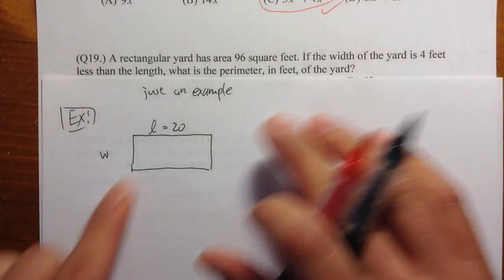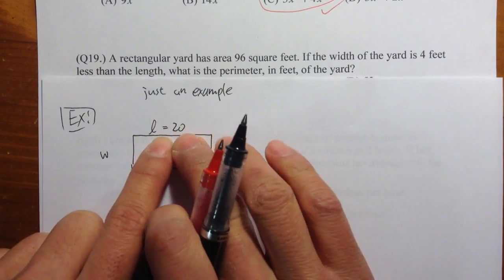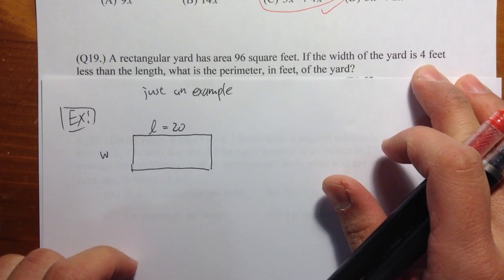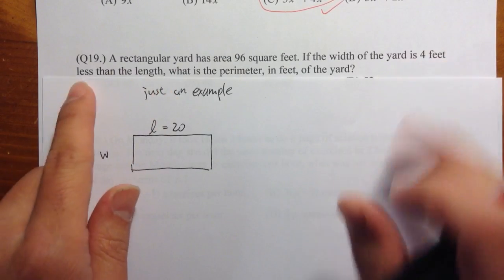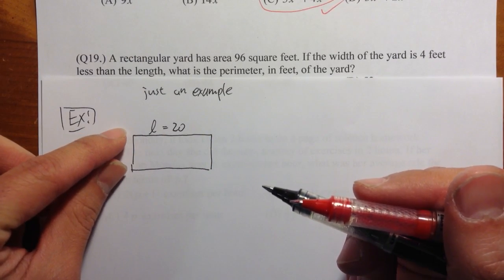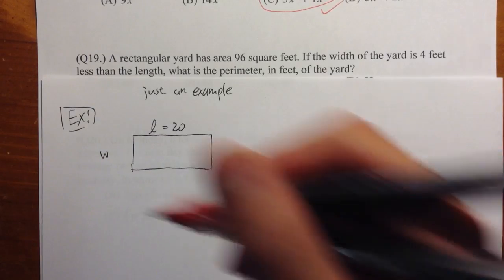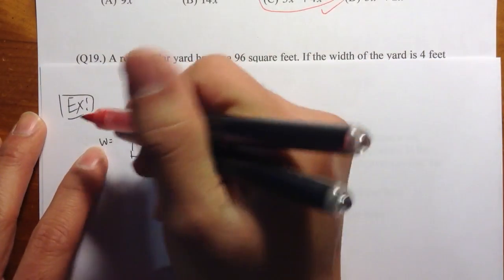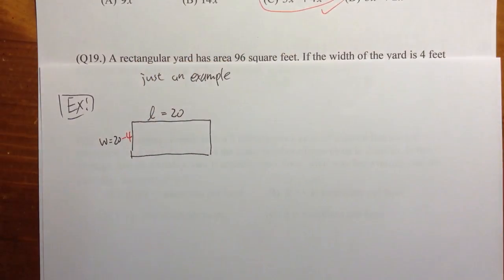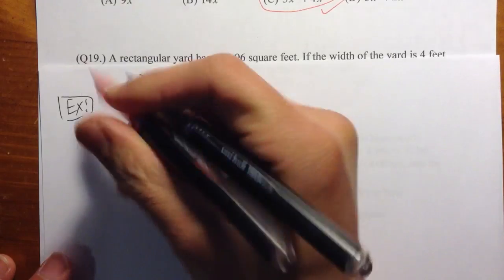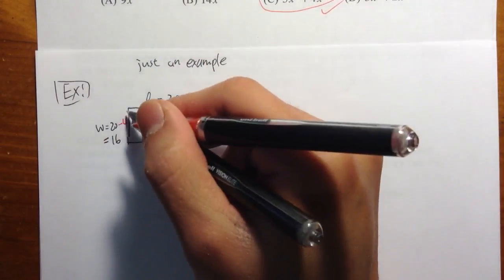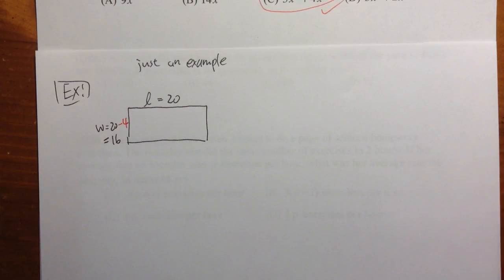It says that if we know the length is equal to 20, then the width is 4 feet shorter, 4 feet less than the length. So this is 20 already. This has to be shorter. How much shorter? 4 feet shorter. So I have to take 20 minus 4, and 20 minus 4 is equal to 16. So if the length is 20, then the width has to be 16, based on the situation.